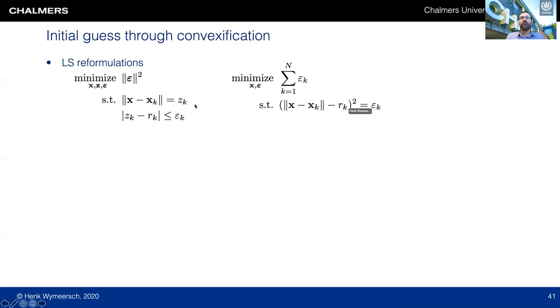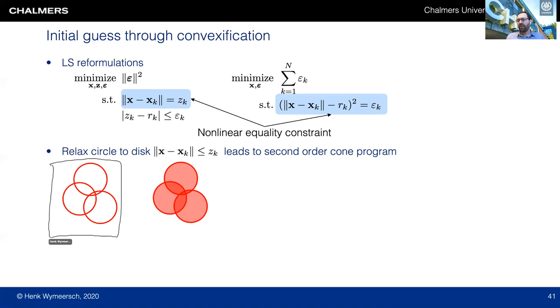If I were to draw a picture of this, it would look something like this. The least squares problem is something like this: I want to find a point in space that minimizes the distance to all of these circles. But this is a non-convex problem because a circle is not a convex shape. The way that you would convexify this is that you relax the circle to a disk. So you're allowed to search anywhere inside this region, and then you can solve this problem.